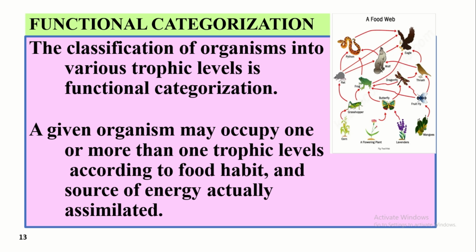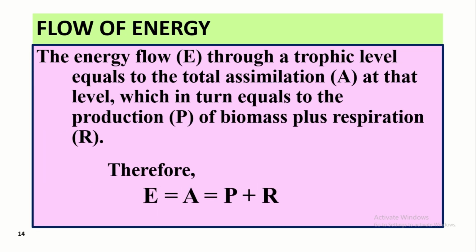In this diagram you can see there are plants, caterpillars, butterflies and birds, all different. Each one has its own trophic level or stage. The first level would be herbivores, the second would be carnivores, the third would be secondary carnivores and so on. Flow of energy. Energy flow.